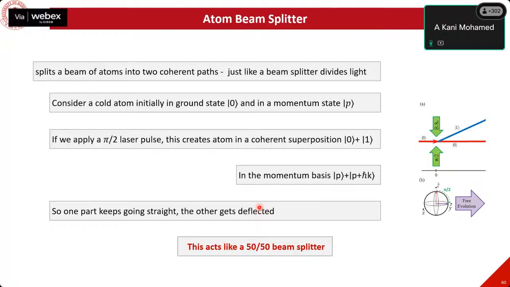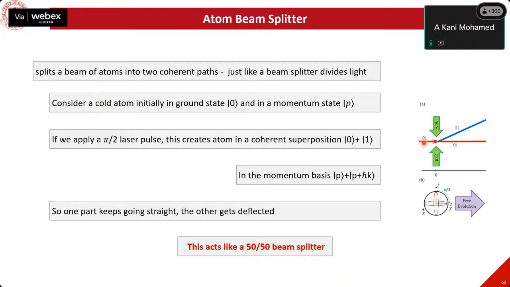Next we will talk about the atomic beam splitter. The optical beam splitter, we know, is a partially silvered mirror that we use to split laser light into two different directions with equal intensity. Similarly, we are trying to split the beam of atoms, or matter wave, into two coherent parts. Same as a beam splitter, which divides light into two different directions with equal intensities, a 50-50 beam splitter. Here also the idea is very simple.